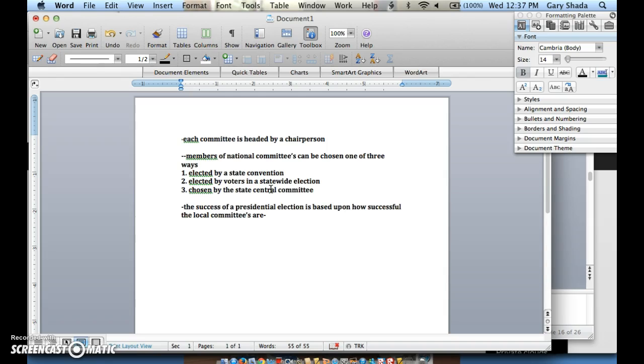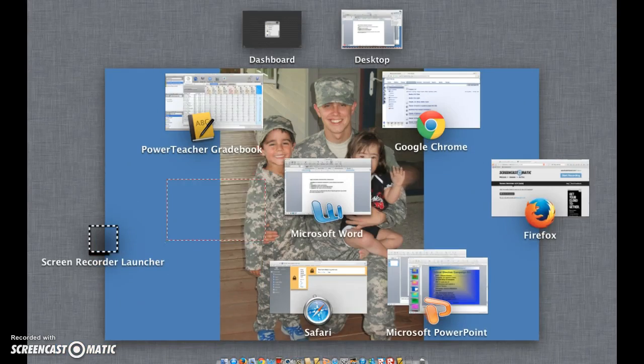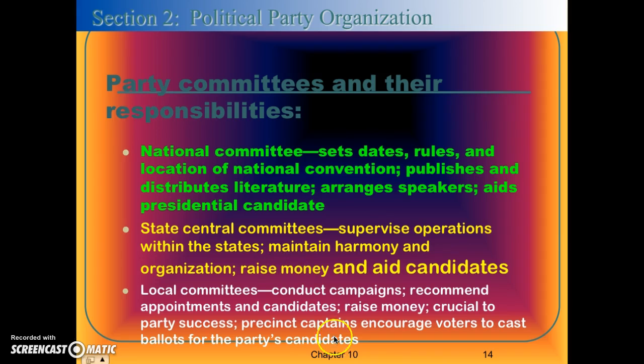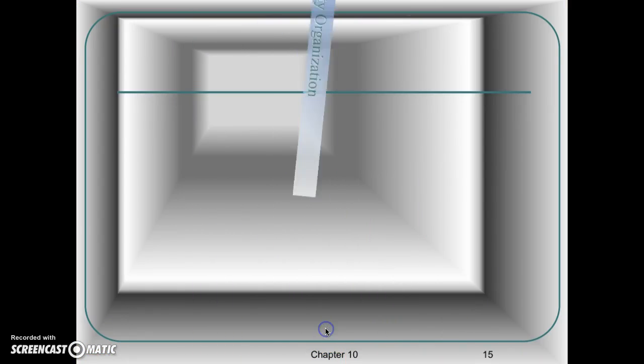We really want you to get out and vote. Please make sure that you vote for your political party, whether that be Republican or Democrat. And so local committees are going to be very, very important. Like it says, the candidate's success really hinges on the local committee.